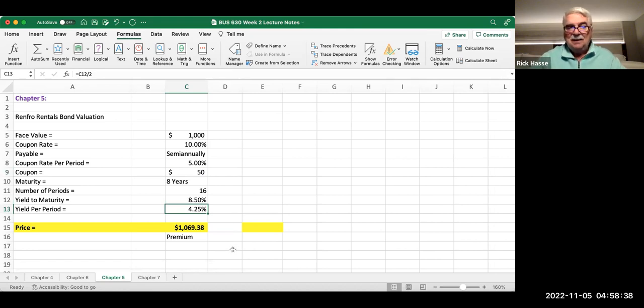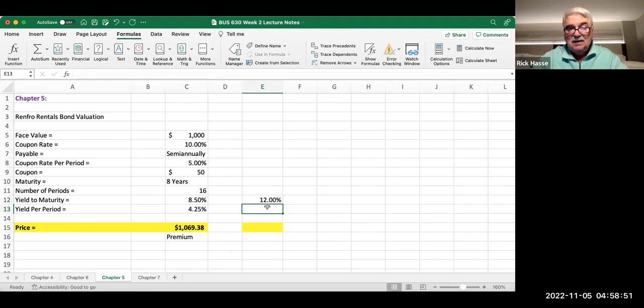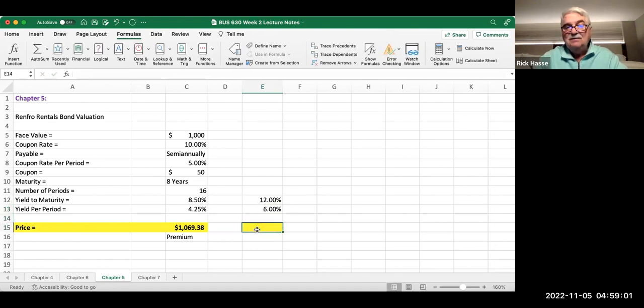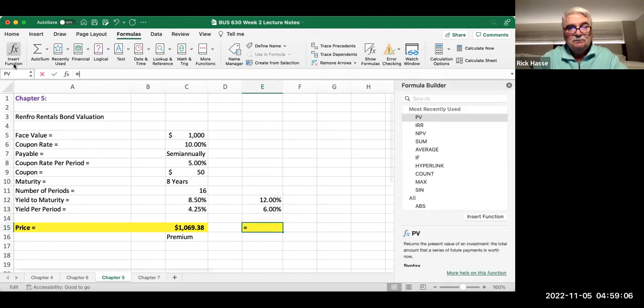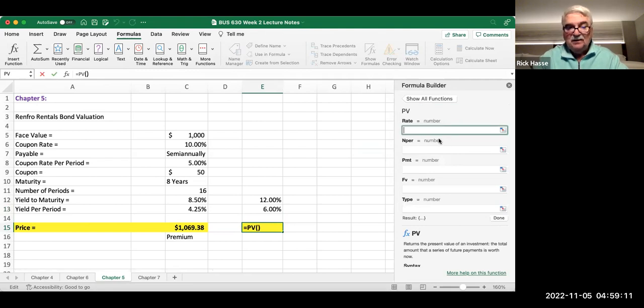Now let's say the direct opposite. Let's say the yield to maturity is 12%. Let's say this company's credit rating has gone south and the markets have gone north with interest. That means the interest rate or yield to maturity now is 12%, which means we have a 6% interest rate per period. What would our bond value be in that scenario? Same procedure, function, present value. Now the interest rate per period is 6%, not 4.25.